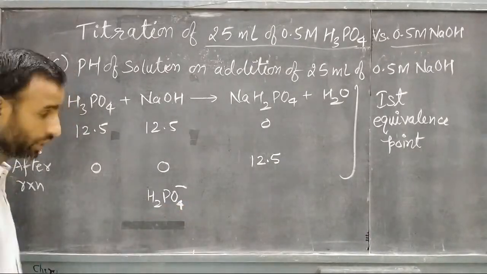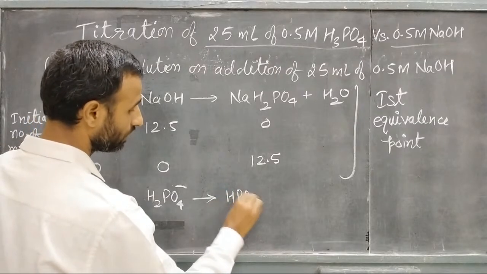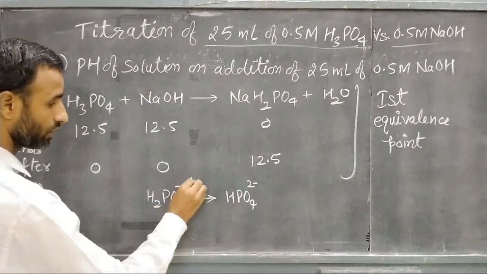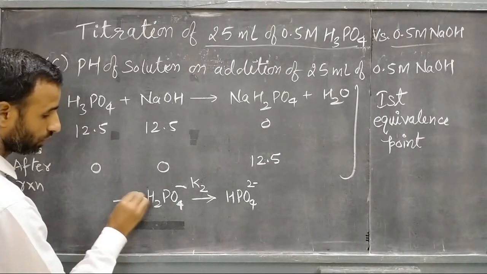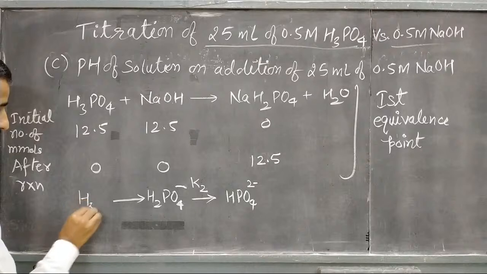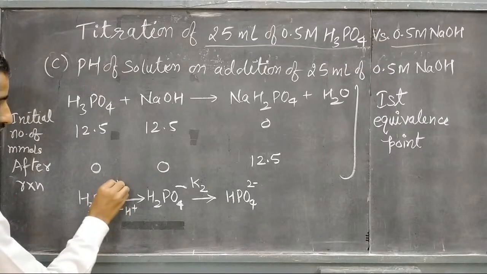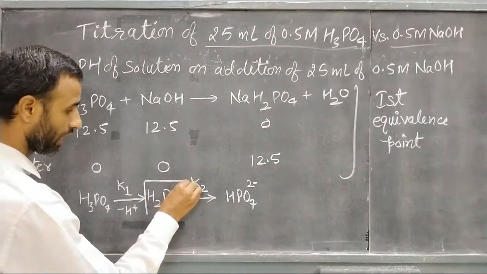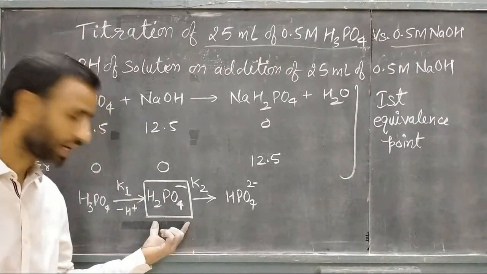Okay, so H2PO4 negative can give HPO4 2 negative, and its dissociation constant is K2. It is formed from H3PO4, right, and that constant is K1. So that means it is an amphoteric species. This is an amphoteric species.